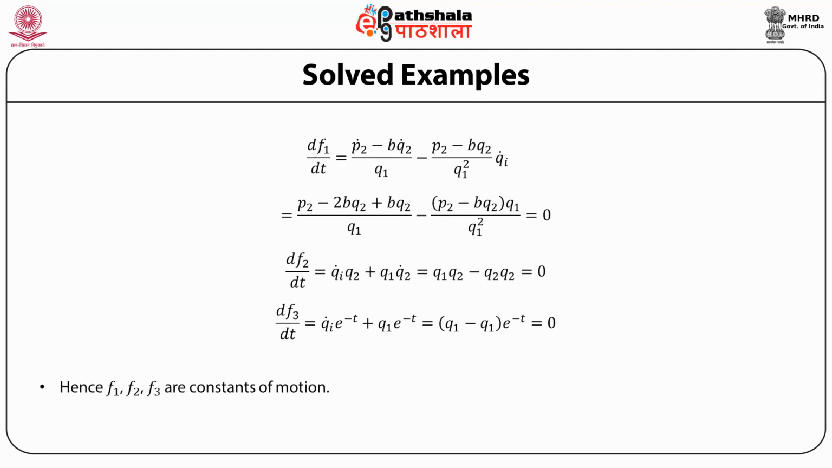Having defined f1 and f2, let us look at the time derivatives of f1 and f2. So df1 by dt, for example, is equal to p2 dot minus b q2 dot divided by q1 minus (p2 minus b q2) by q1 squared times q1 dot. Now substituting for p2 dot, q2 dot, p1 dot and q1 dot from the Hamilton equations of motion, we can see that df1 by dt is equal to 0, and likewise df2 by dt is equal to 0, and df3 by dt is also equal to 0. Therefore, f1, f2, f3 are constants of motion.